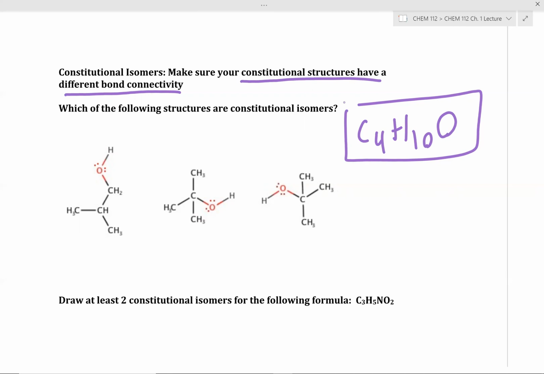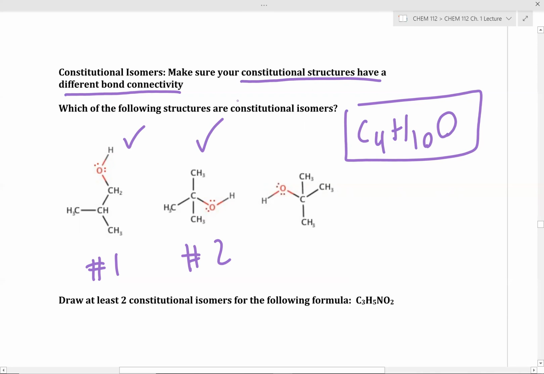Now, looking at all of these structures, if we compare structure number 1 and structure number 2, do they have a different connectivity of atoms? Is each carbon atom bonded to a different set of other atoms? Yes, so these two are definitely constitutional isomers.